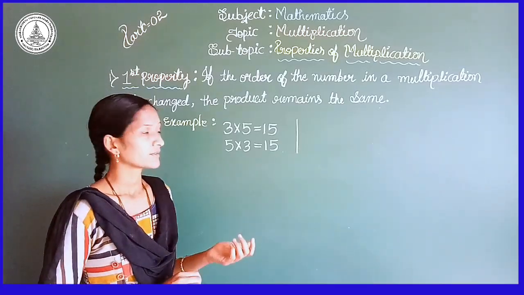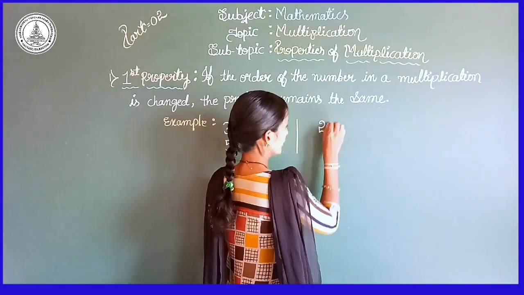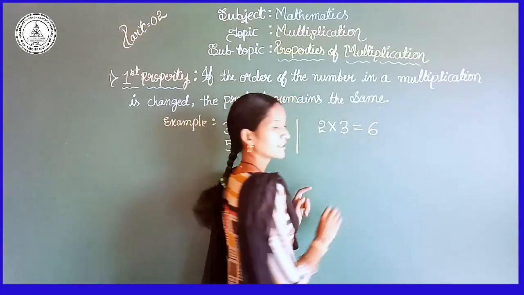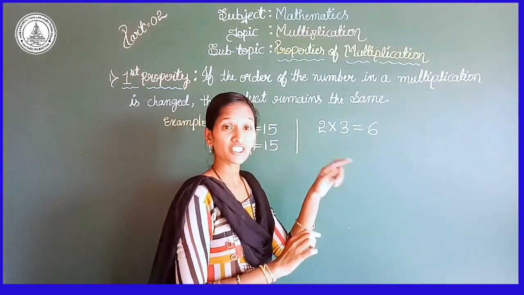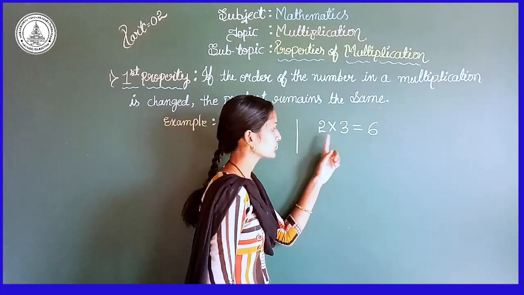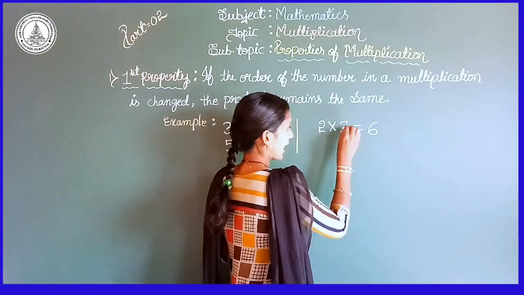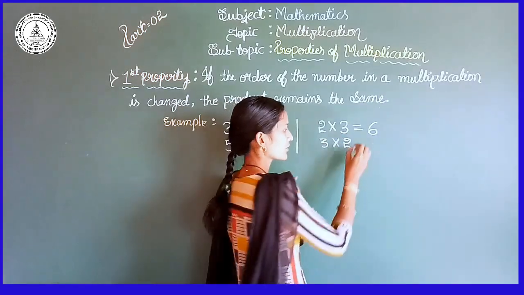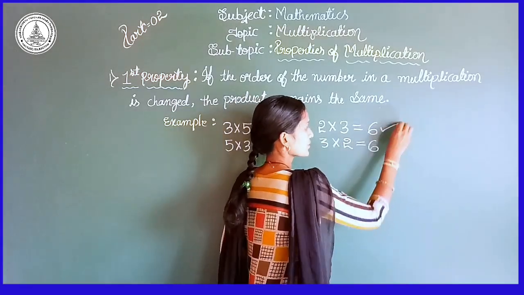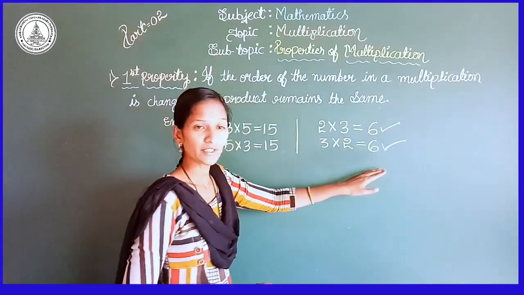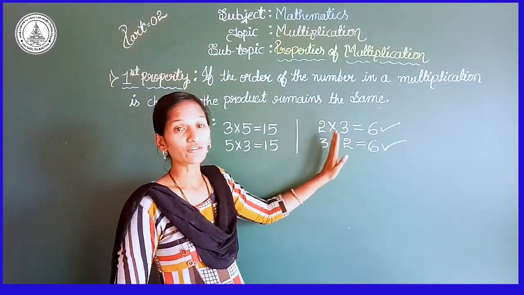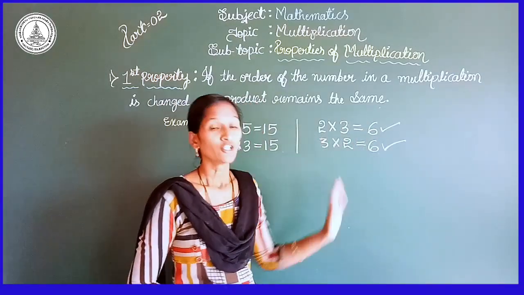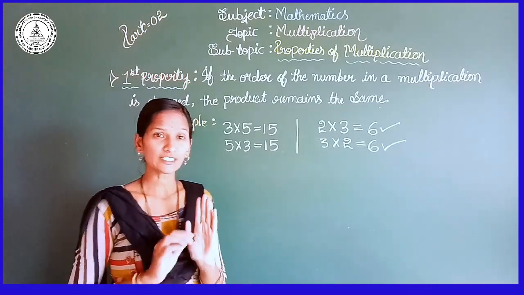So another one is 2 into 3. So 2 3s are how much? It is 6, right? Now I am interchanging the factors. Here 2 goes to the second place and 3 comes to the first place. So 3 2s is also equal to 6. Observe here, the products are the same. If you change the order of the factors, the product remains the same, right? So this is the first property of multiplication.